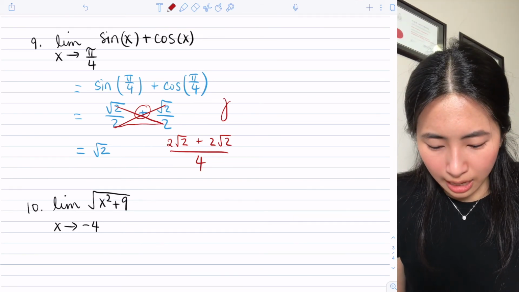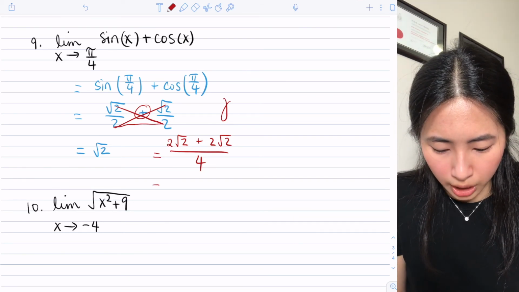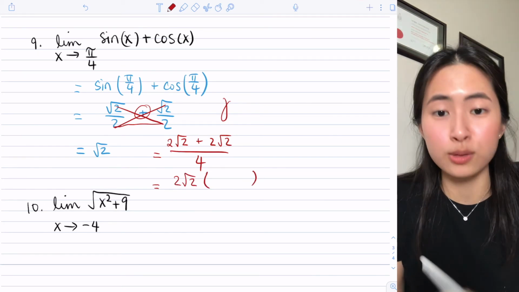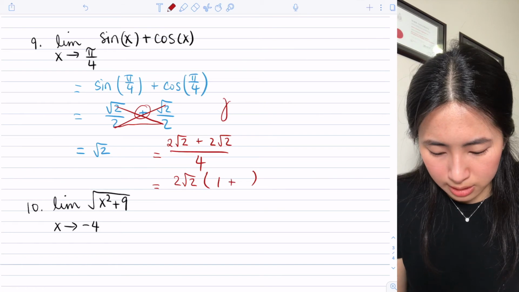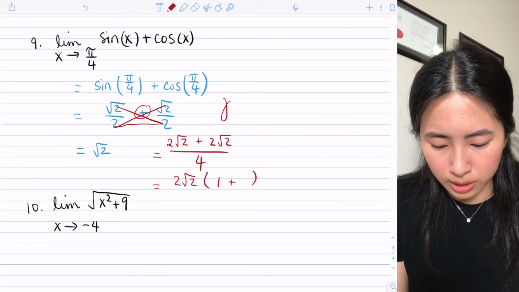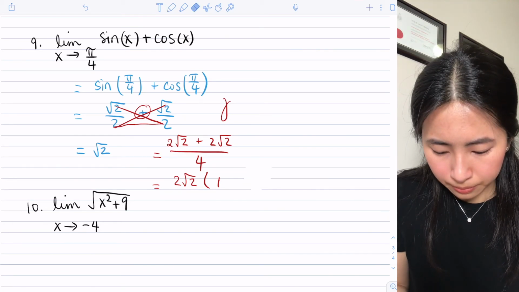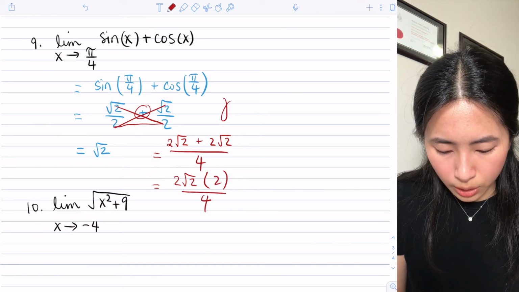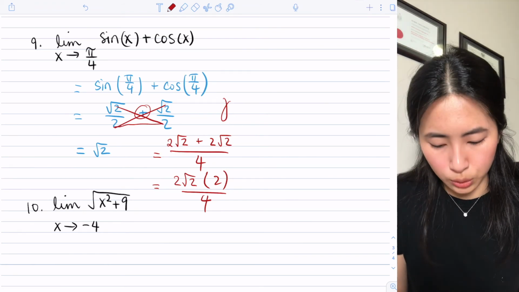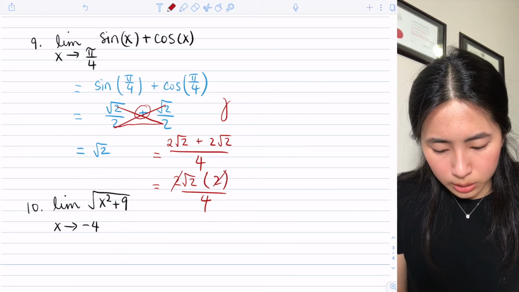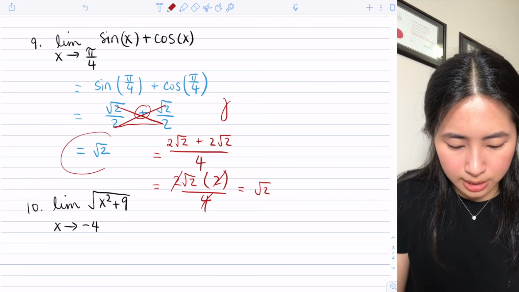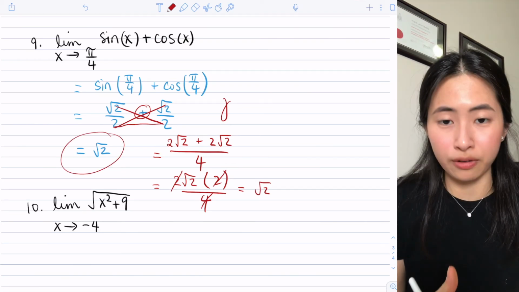So in this case, we can factor out 2 square root of 2, and we're left with 1 plus 1, because it's the same thing. 1 plus 1 is 2, so in our bracket you would have 2, and this is all over 4. So you can simplify 2 square root of 2 times 2 over 4, and that would give you square root of 2. And that's how we arrive at our final answer.